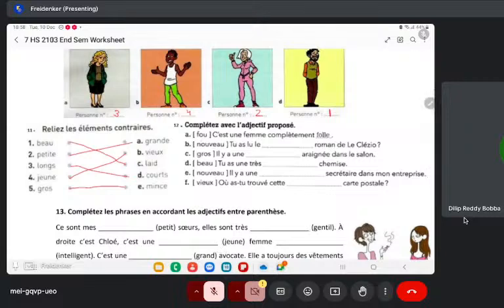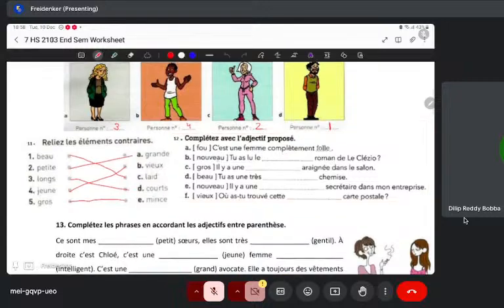C'est une femme complètement folle. So this is a completely mad lady. That is what the sentence is. Nouveau. Nouveau is new, right? So all of that is fine. This: tu as lu le dash homo. So homo is masculine because see here the hint is there. Le means masculine singular. So masculine singular means you don't have to change anything. So you just have to write nouveau. No change. Nouveau. Did you read the new novel of Clesio?